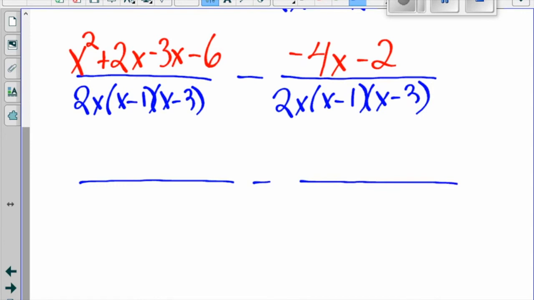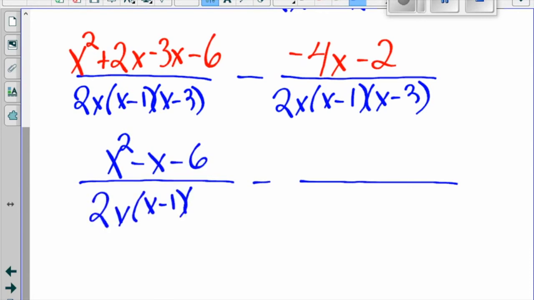Now we can combine some like terms to make this a little bit easier to work with. 2x minus 3x would be negative x minus 6.